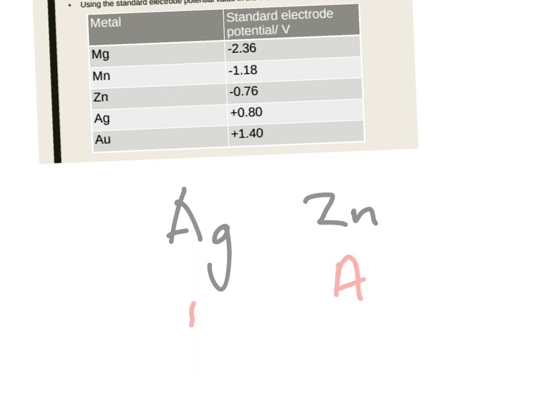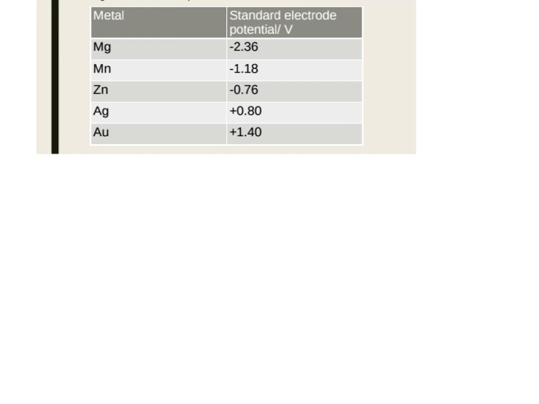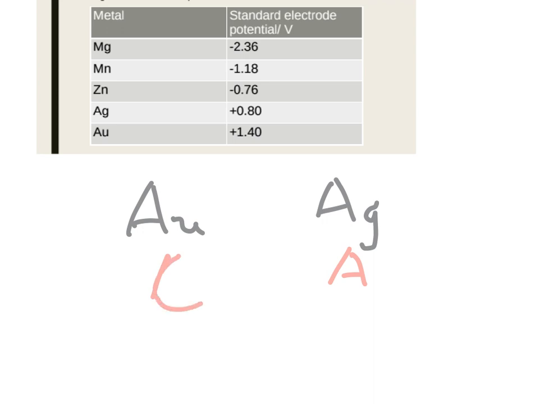So zinc is more negative and silver is less negative or positive here, right? Cathode. Let's say we have been given gold and silver, Au and Ag. So Ag has the value of 0.8 and Au 1.4, so less positive, more negative, less positive here is the anode. So less positive is Ag, so it is the anode, and Au is the cathode, right?